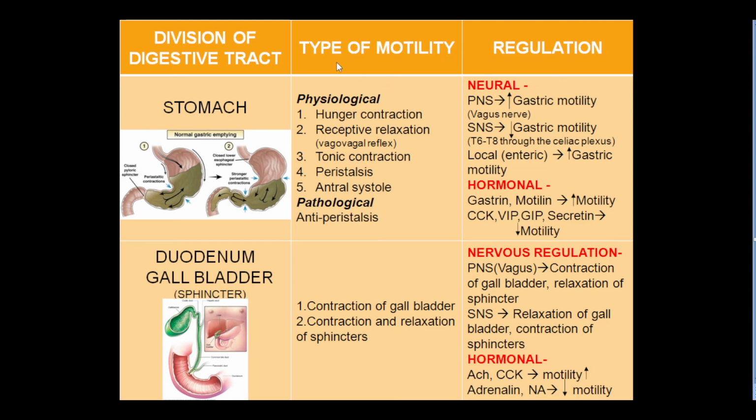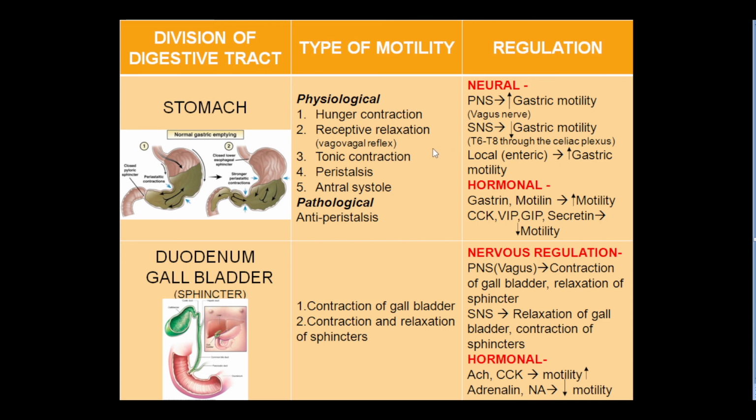And here you can see we have a few physiological types of motility. You have hunger contractions or fasting contractions. This is when there is no food in the stomach. And this is what is related to the empty stomach hunger theory. When you start eating, the first thing which is going to happen is the receptive relaxation. This is due to the vagovagal reflex, and receptive relaxation is needed so that the stomach can accumulate more food.